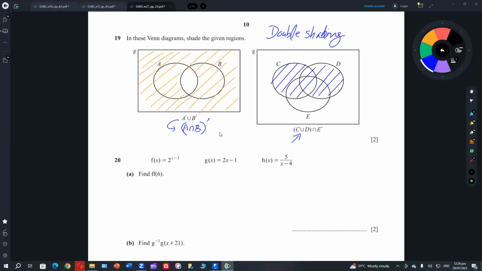Acha, can you tell me what is E prime? What does E prime mean? Excluding E. Leave E and shade everything. Let me shade for you. I'm shading for E prime. This is called double shading method.